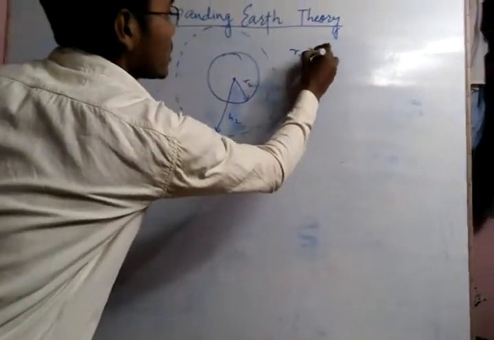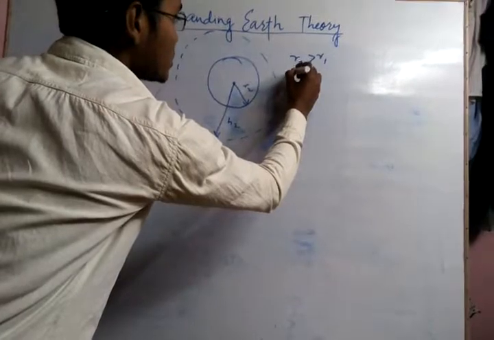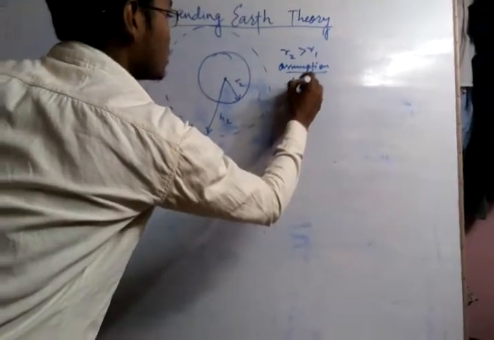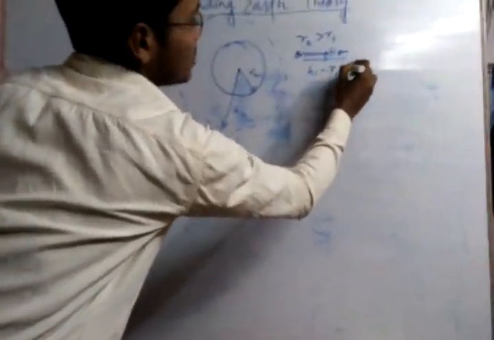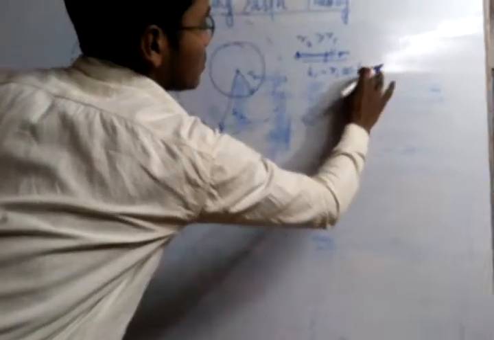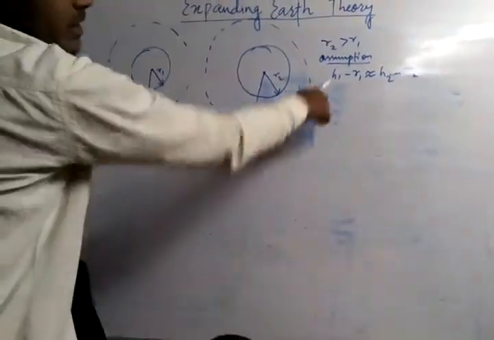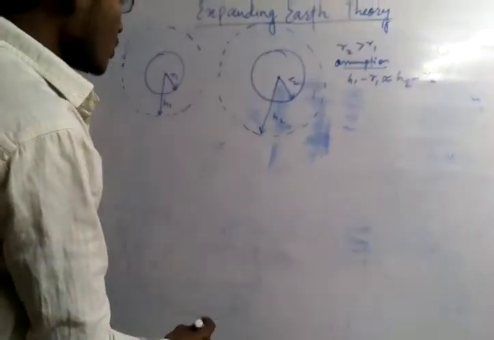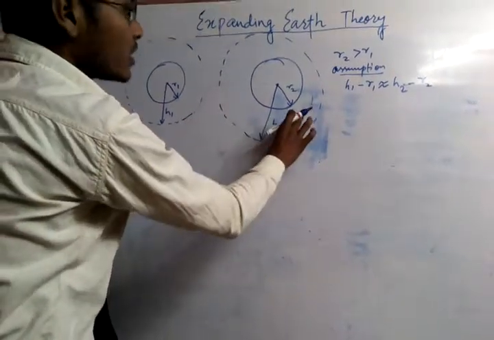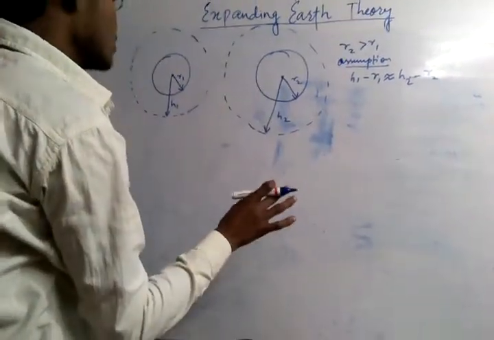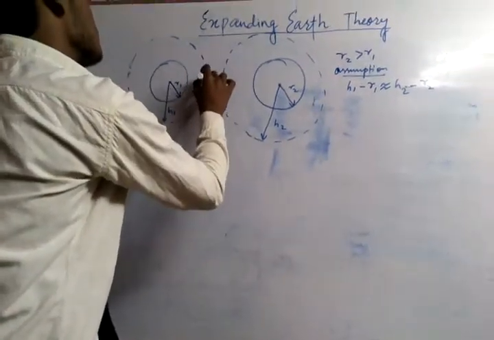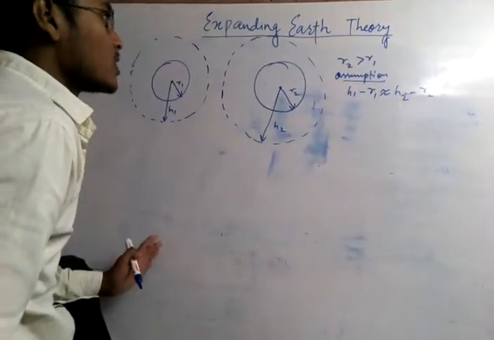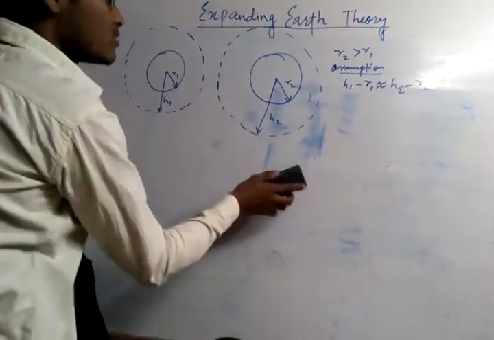r2 is greater than r1, and our assumption is that h1 minus r1 is approximately equal to h2 minus r2. As we can see, the air composition is constant at all times. That's why there should not be a change in the atmosphere's distance from the surface of the earth, right? Now we will talk about the atmospheric pressure. So I am going to erase this. See these images very carefully.